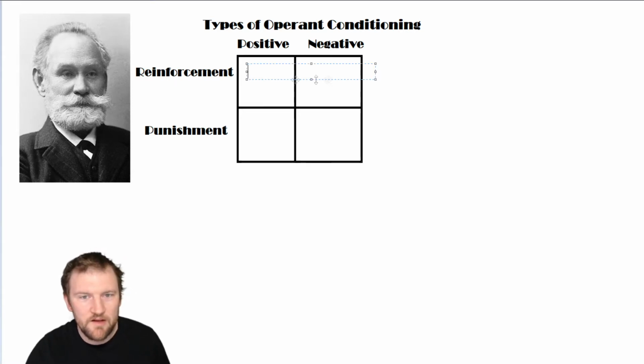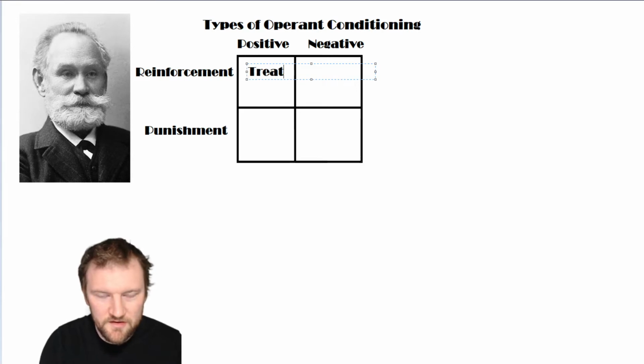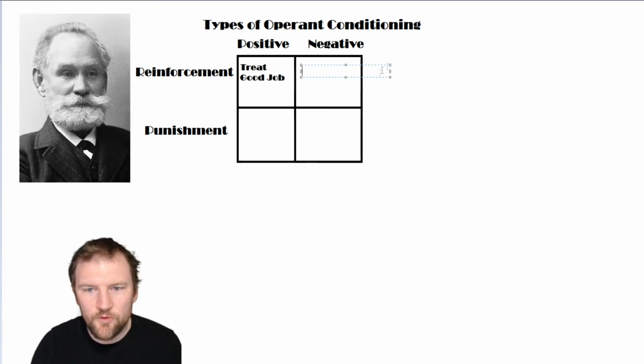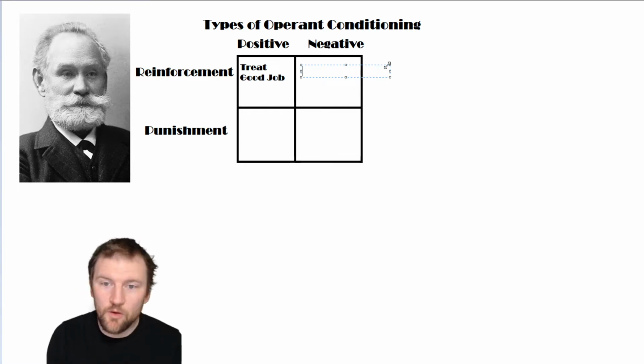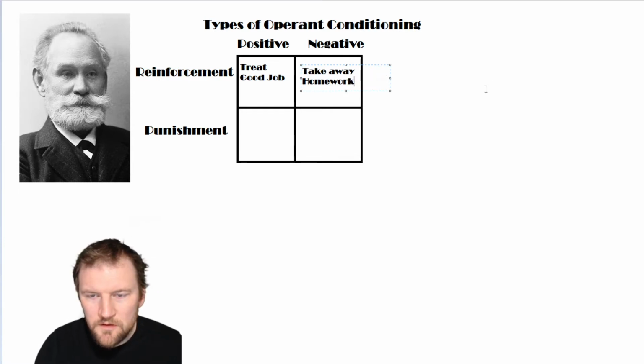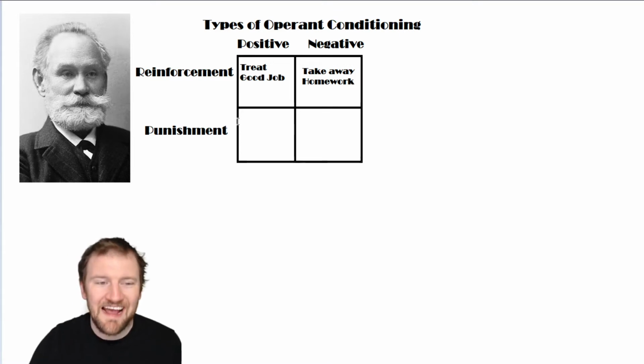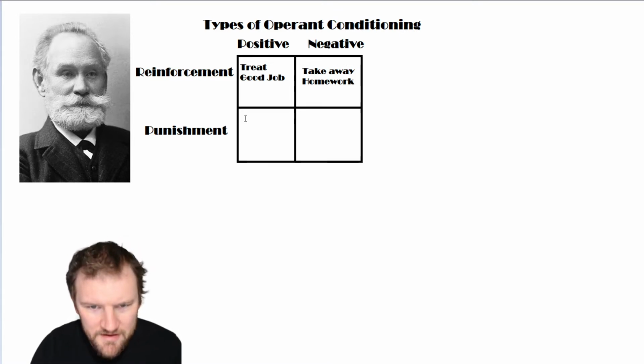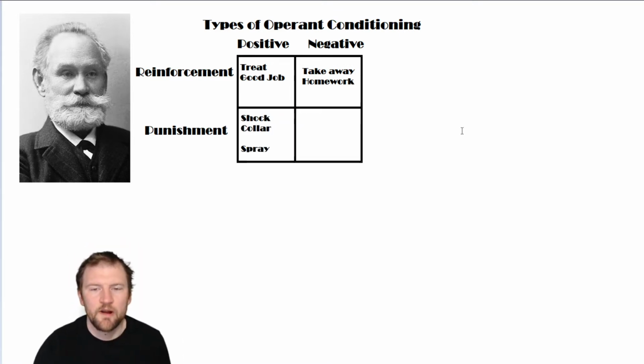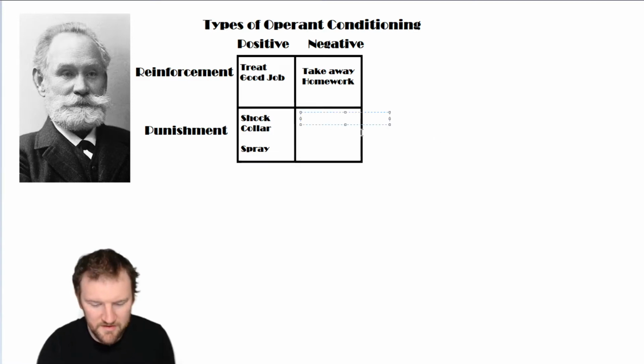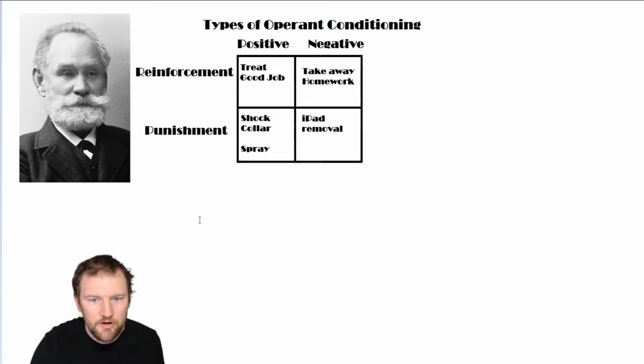So an example of positive reinforcement would be like a treat or saying good job. Negative reinforcement would be removing a thing you don't want. Positive punishment would be adding something you don't want, like a shock collar for barking or spraying a dog for jumping up on a counter. And then negative punishment would be taking something away that you do want, like taking away your iPad during class. Those are the types of operant conditioning.